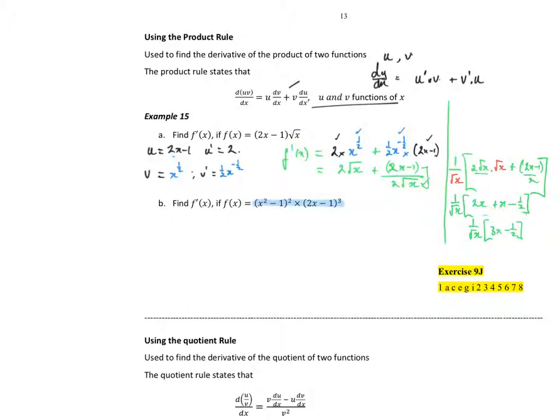So possibly the half could come out the front to make it 1 over 2 root x, and that might make it 6x minus 1. All right, so two parts about this problem here. The first of those is, are we okay with it to here?